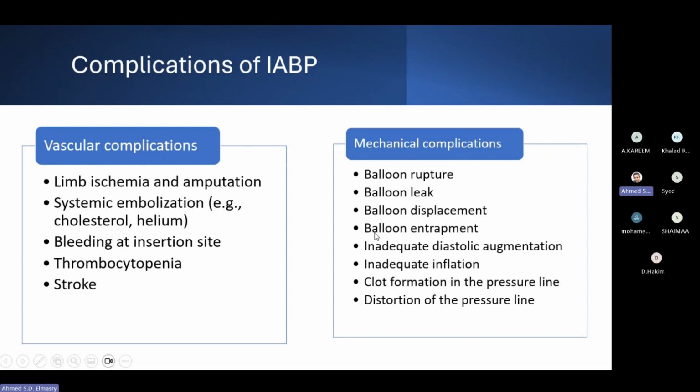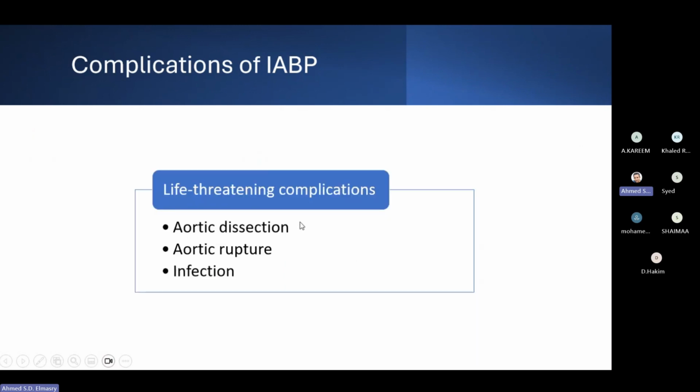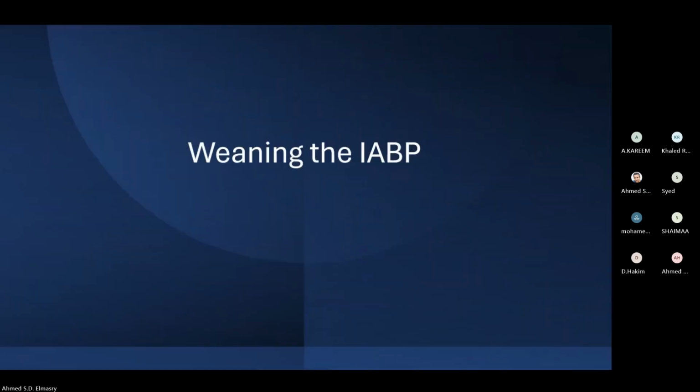Sometimes you have balloon entrapment, and sometimes if you have a problem with the timing or augmentation, you will get suboptimal augmentation, suboptimal inflation timing. You might have clot in the pressure line. You might have distortion of the pressure line, and life-threatening complications like aortic dissection, aortic rupture, and sepsis, which might be related to catheter-related bloodstream infection, which might be fatal in some patients.